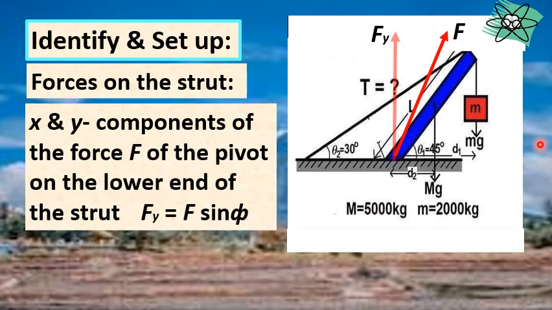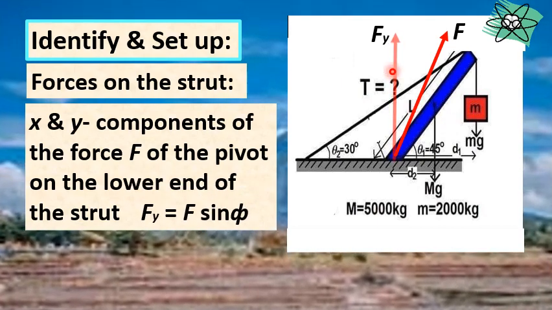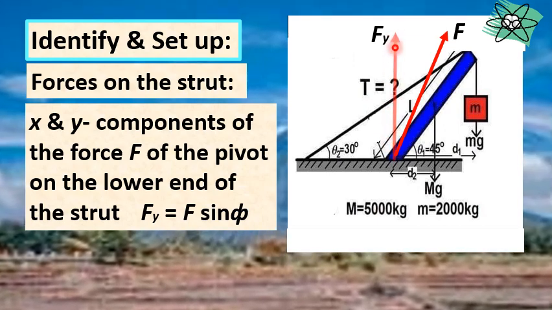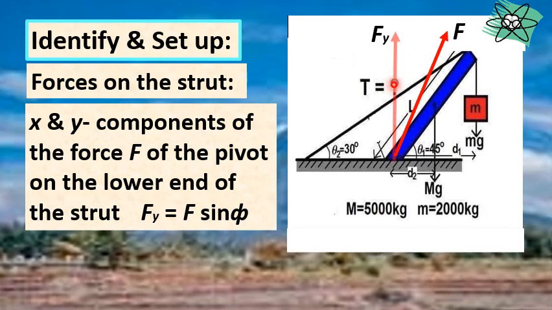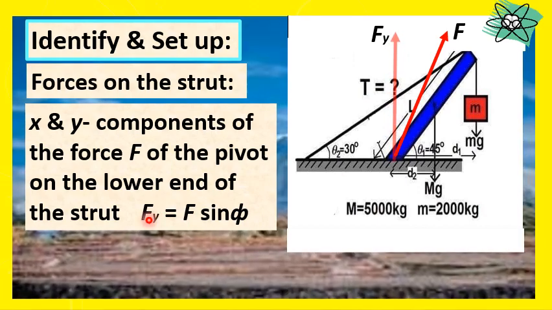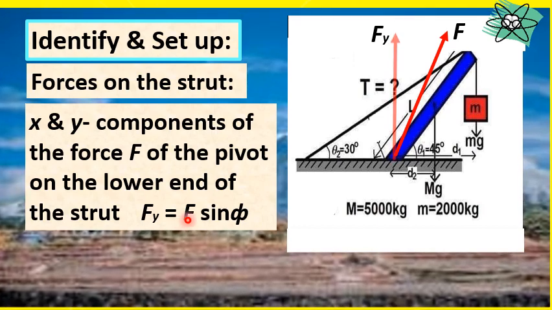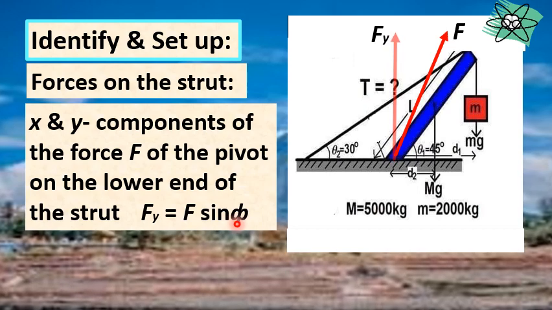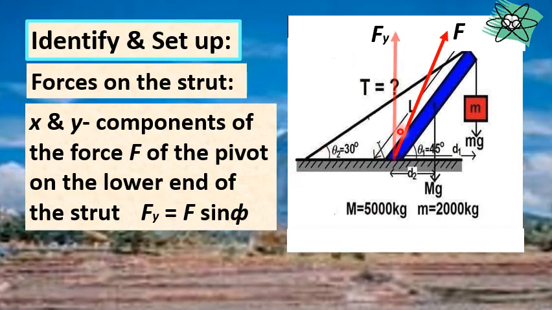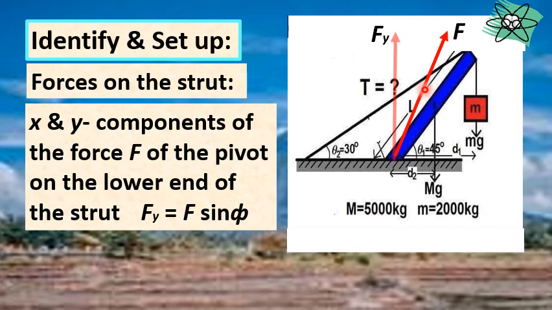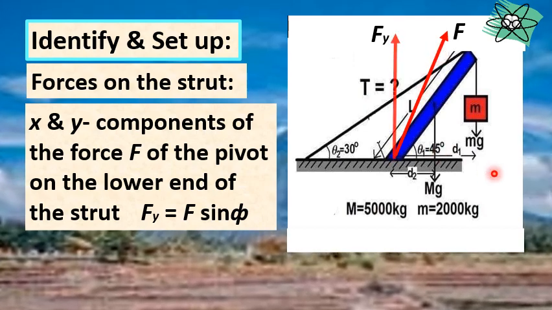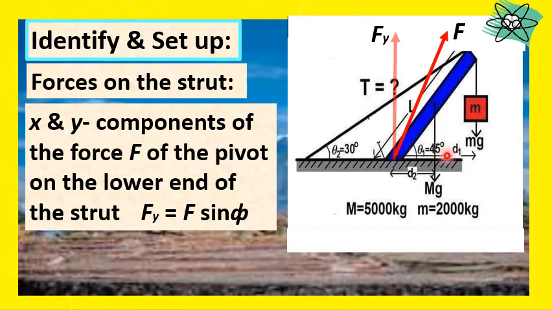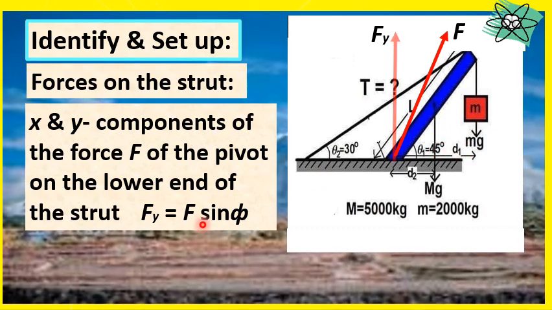Its y component, as represented by this upward arrow, can be expressed as F sub y equal to the force F times the sine of the angle phi. Angle phi here is defined as the angle formed by the force F with the horizontal. Take note that angle phi is in fact greater than 45 degrees.